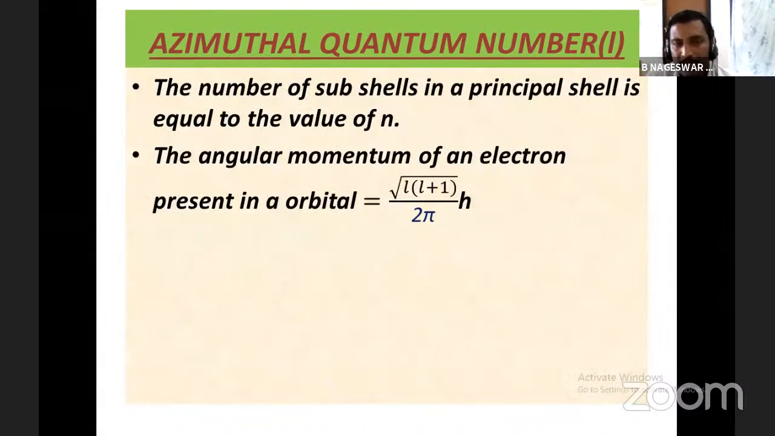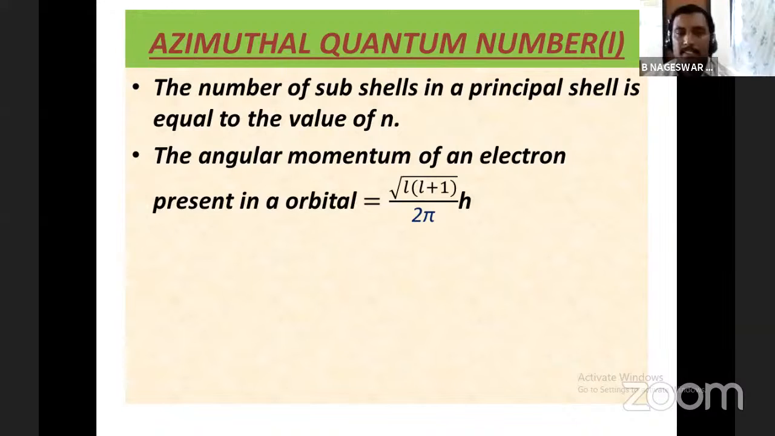And some more points, children. The number of subshells in a principal shell is equal to the value of n. What do you mean by this sentence? You have to remember one thing, children. Orbitals are subshells, both are the same. Orbits are also known as shells. Orbitals are also known as subshells. Okay, children.